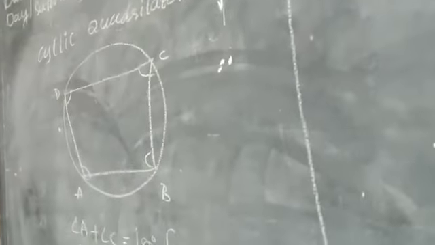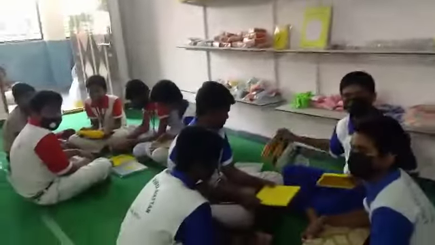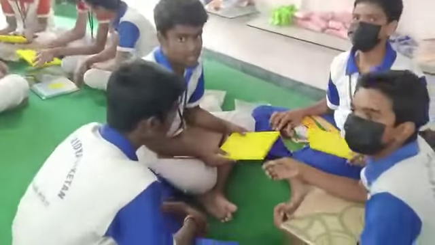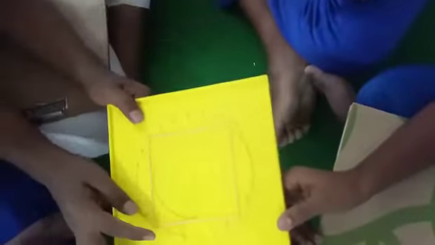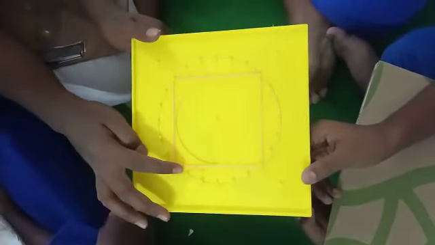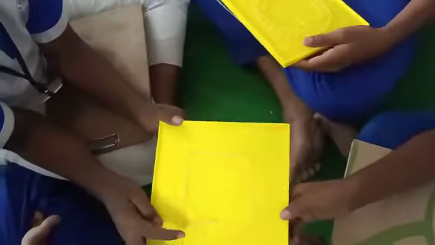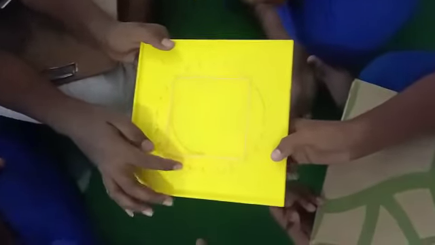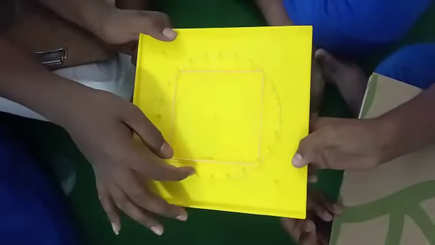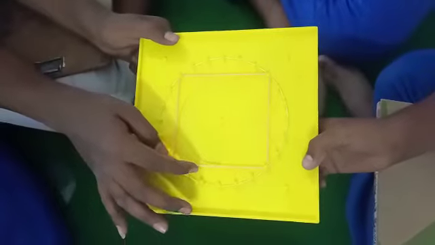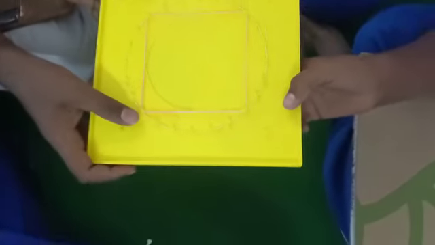Cyclic quadrilateral. Yes, all have studied cyclic quadrilateral? Yes, sir. So, once you show me. In cyclic quadrilateral, all two pairs of opposite angles are supplementary. You can explain. Then you show me once.